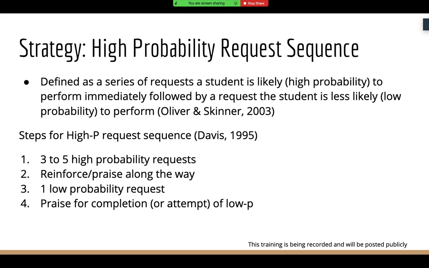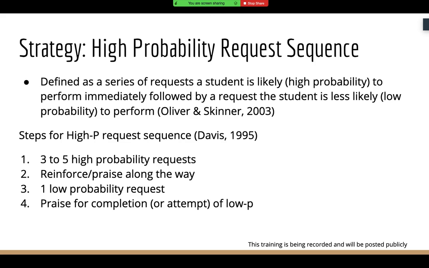They're more likely to engage in the behavior because you've been reinforcing them along the way for those high probability requests. So, as much as possible, I like to try to make this a really fun experience for kids, and make those high probability requests things that are kind of funny or silly, and they inherently find some reinforcement in those. And then you can jump right into that low probability request and make that process fun as well.